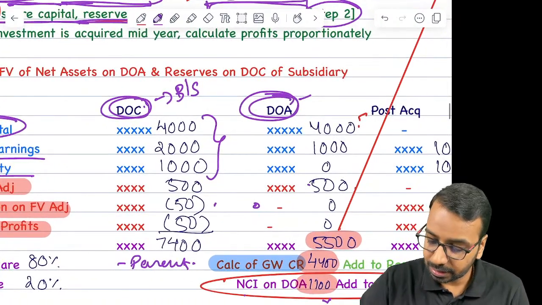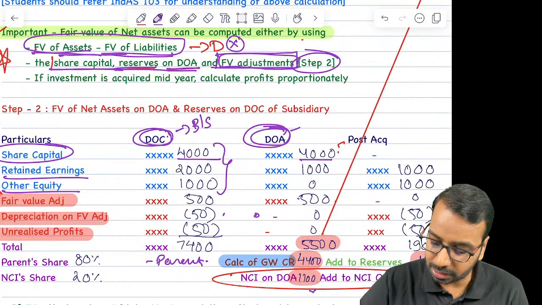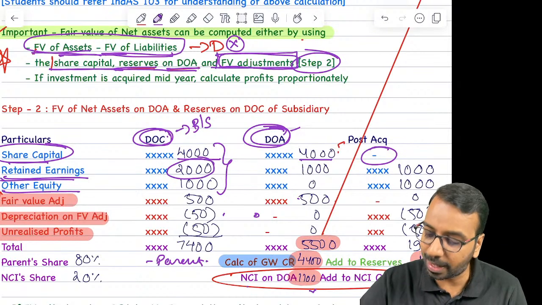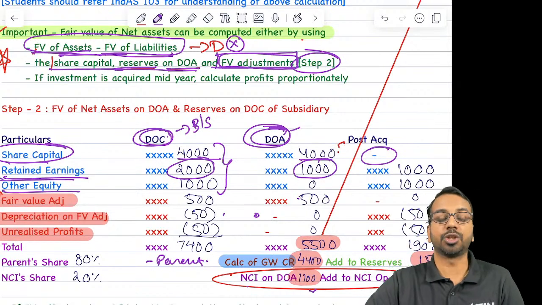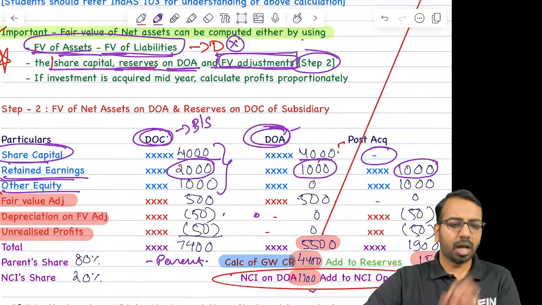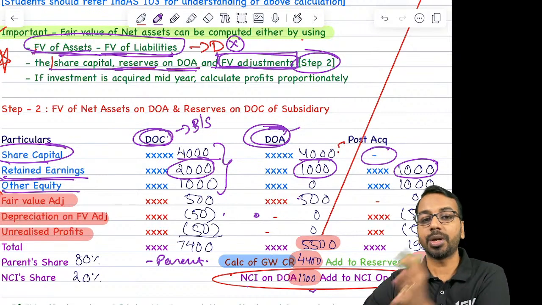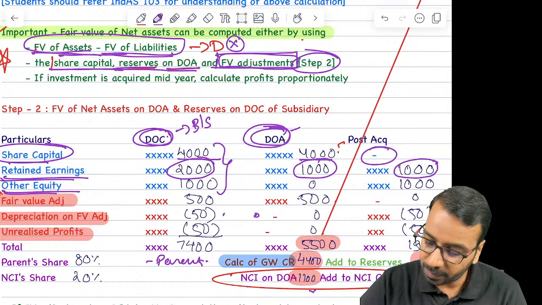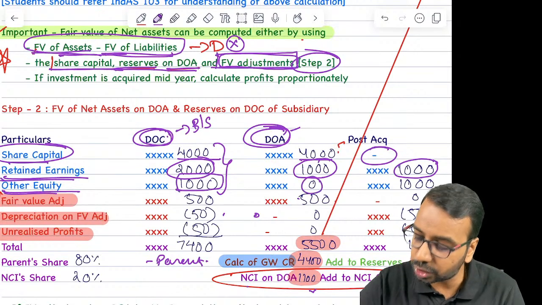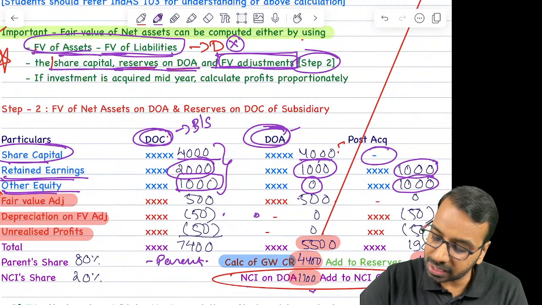Now, I have put some hypothetical numbers here for understanding. 4,000 share capital, nothing is post acquisition. Retained earnings was 2,000 on balance sheet date, 1,000 on date of acquisition. The difference we can directly say is post acquisition profit. Of course, if there is a mid-year acquisition, we have to do some more adjustment, which will come subsequently. Then other equity on date of consolidation in the balance sheet is given as 1,000. On date of acquisition it was 0, so the entire 1,000 becomes post acquisition. Right? Now this is standard.